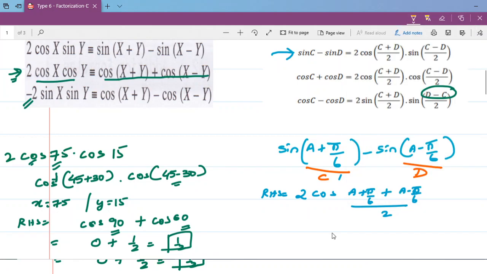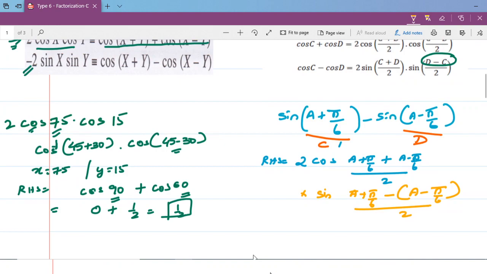Let's say, into sine of C minus D, that means A plus pi by 6 minus A into the... okay, this doesn't look right, hold on, let me erase that. Okay, so minus, in the bracket, A minus pi by 6, divided by 2. That's how it looks, right? This equation, if you simplify.